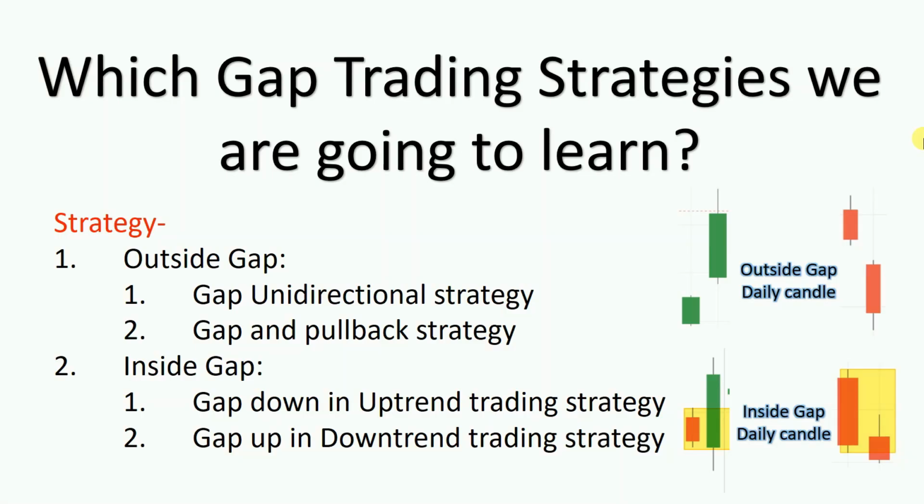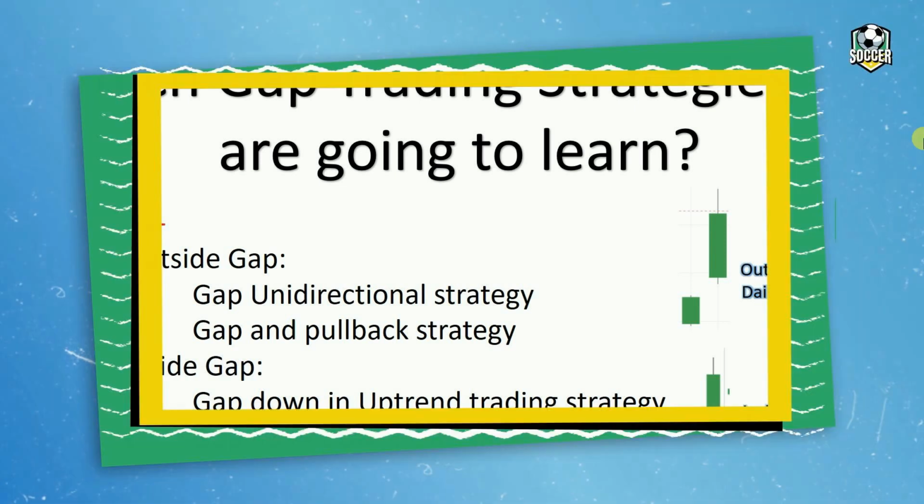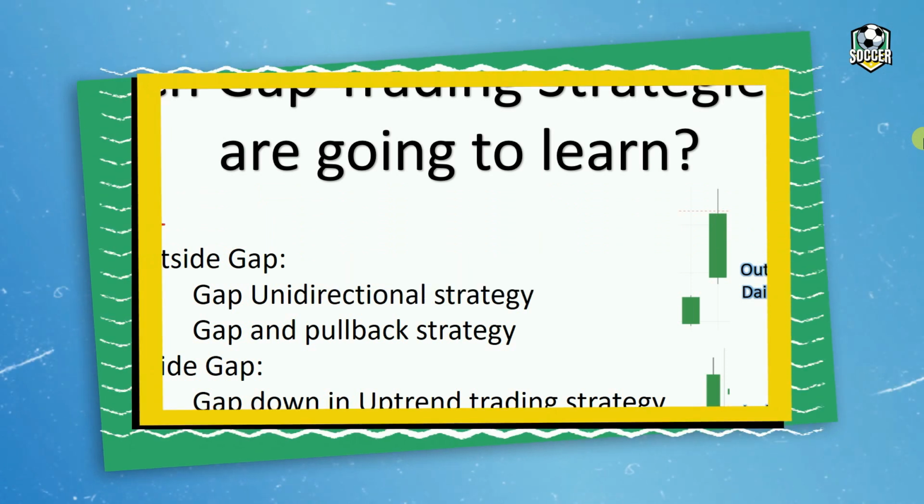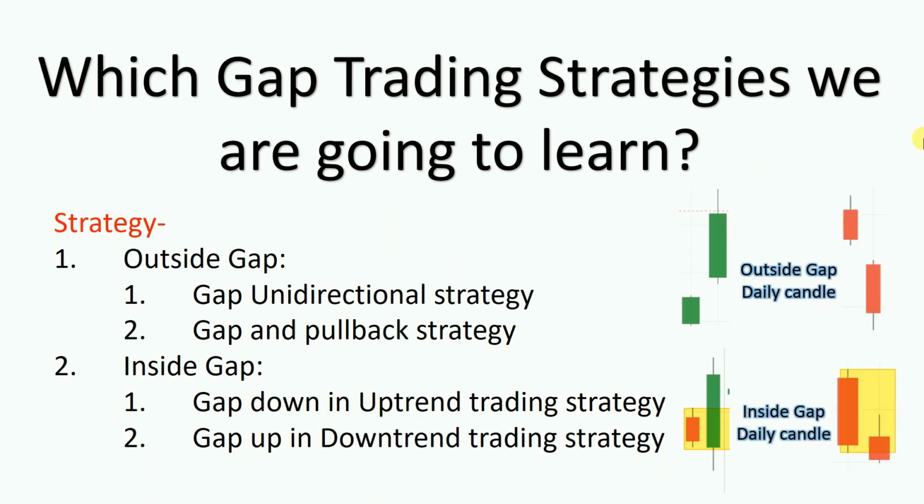So today we are going to see one very famous intraday trading strategy which is called the gap trading strategy. In this video we are going to see four intraday strategies with the gap, which are called the gap unidirectional strategy, gap pullback strategy, gap down in uptrend trading strategy, and gap up in downtrend trading strategy. So let's look at them one by one.